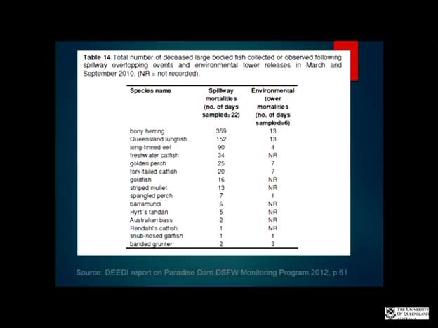The report talks about how many mortalities they sampled just in the time following those releases in March and September 2010. You can see the lungfish, we've got 152 there, and then many other types of species as well. And those were the spillway mortalities, and then there were mortalities from the environmental tower as well.